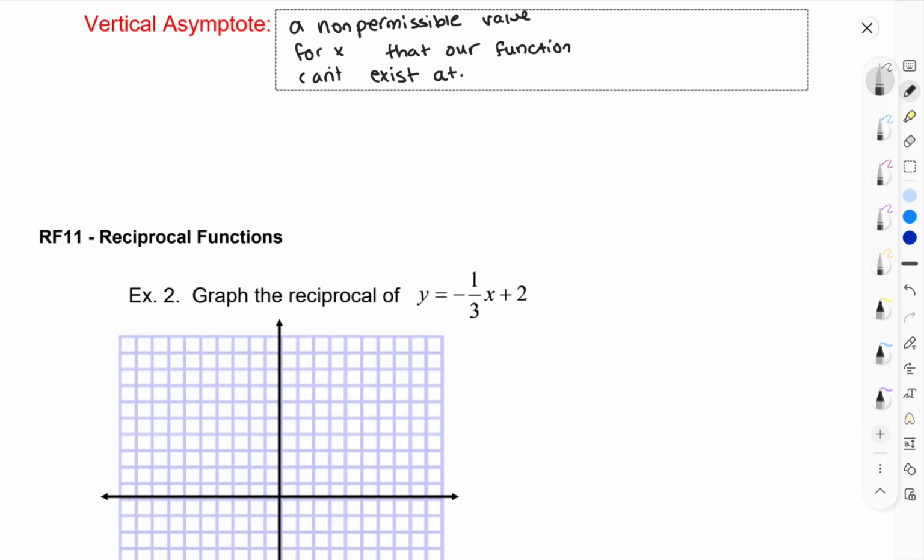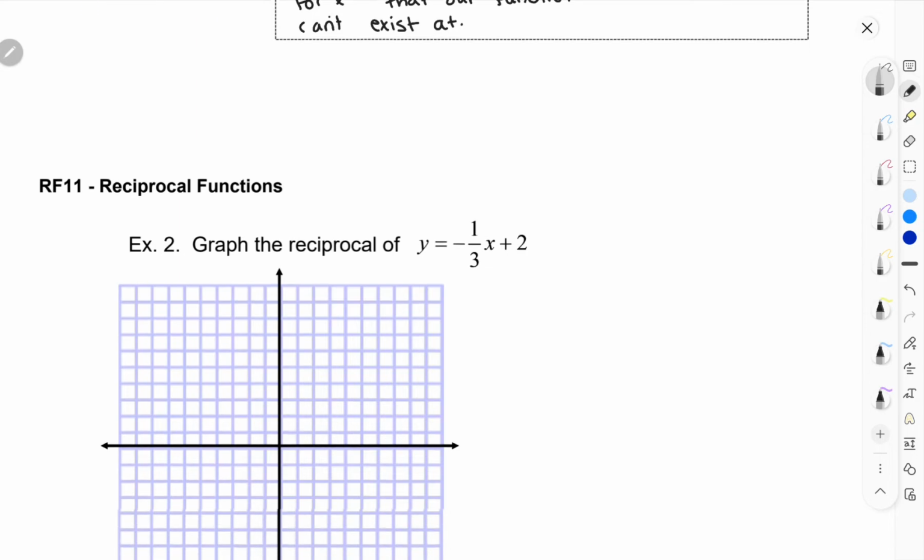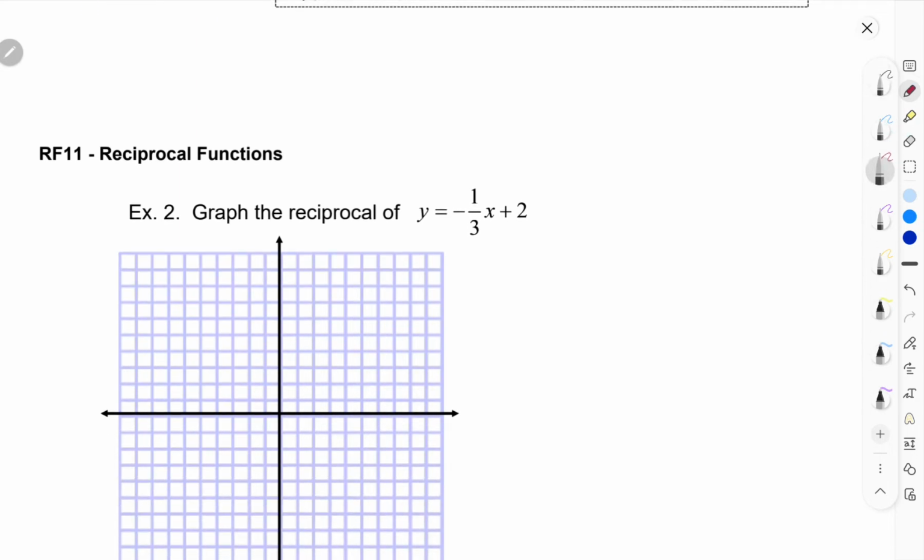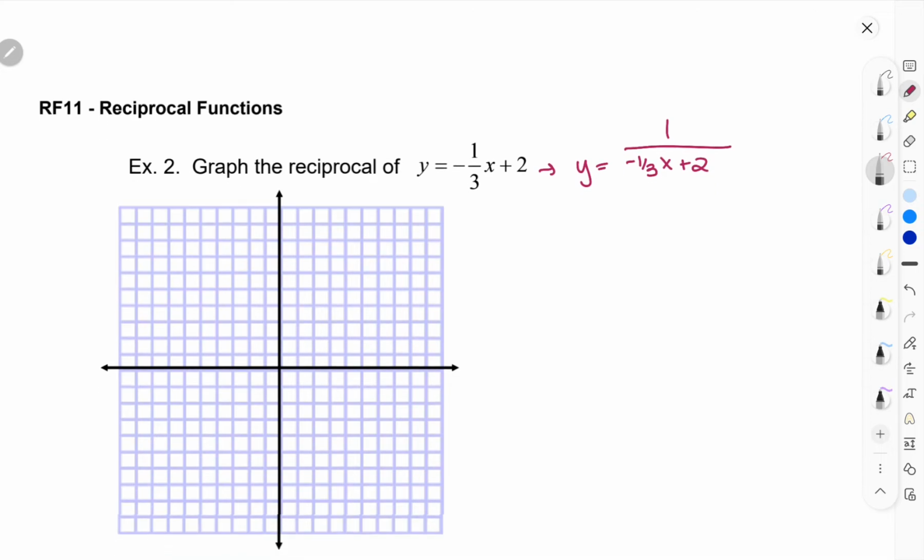So if I look at the next one, if I look at the graph y equals -1/3 x plus 2, it's really helpful for me to think about what happens at my linear graph first, and then how that can help me sketch my reciprocal graph. So if I'm graphing the reciprocal function, what I'm looking at is y equals 1 over -1/3 x plus 2. And I can leave it just like that. I don't need to do anything fancy to this equation.